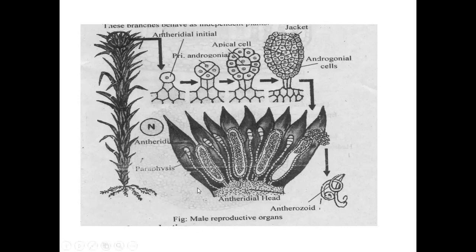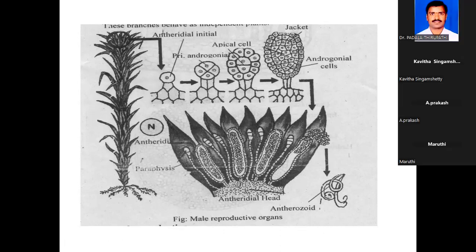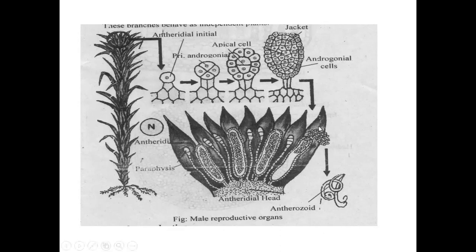If we observe this antheridial head, all these are the leaves, the fertile leaves. And these leaves are called perichaetal leaves. The leaves which are enclosing the reproductive organs, we call them perichaetal leaves. It is the same in the case of antheridium and archegonium also. The fertile leaves, which are covering or giving protection to the reproductive organs, we call perichaetal leaves.